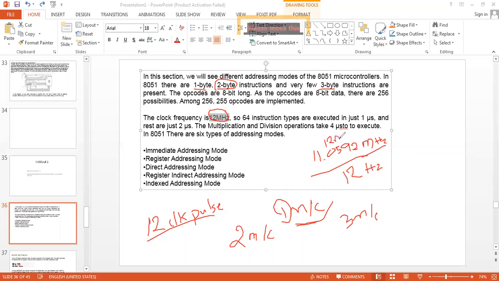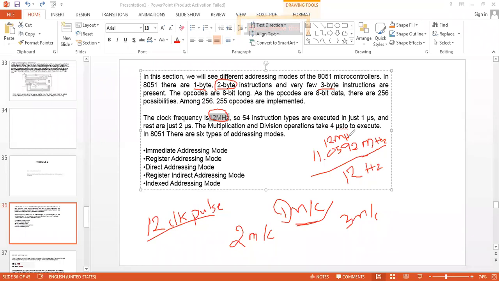if I take it as 12 megahertz, exactly, the screen is visible, no? Am I audible? What is happening?